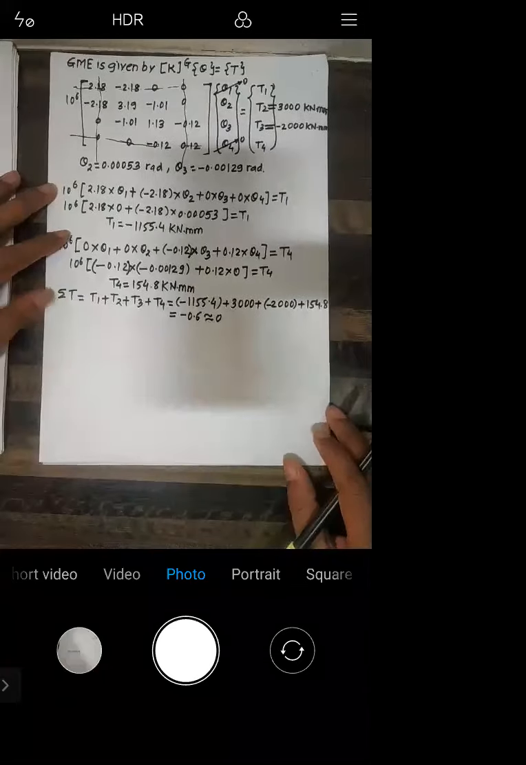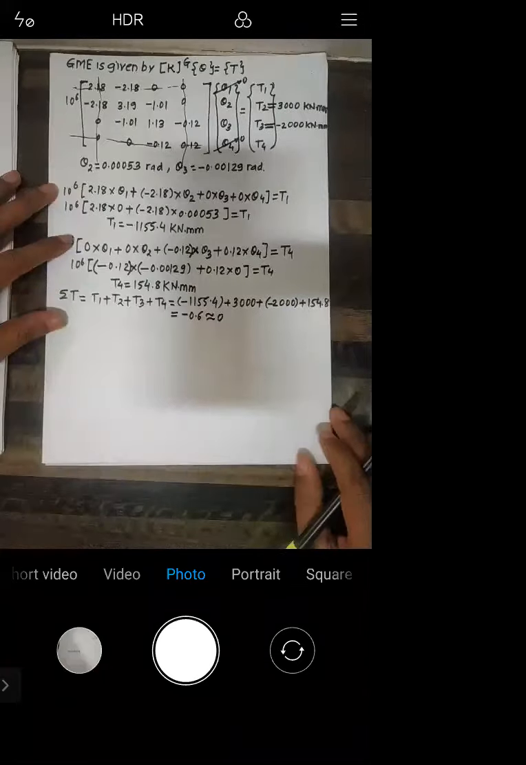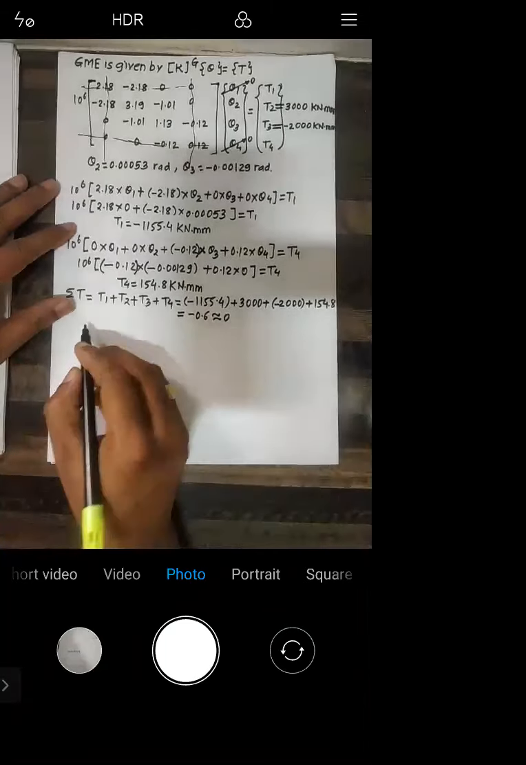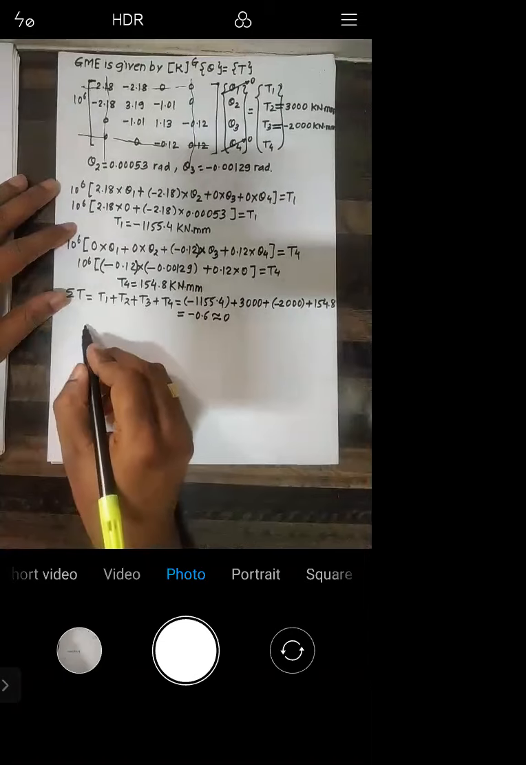Now, what is the next step? We need to calculate stress. So you know this equation. Tau, what is that equation for stress?